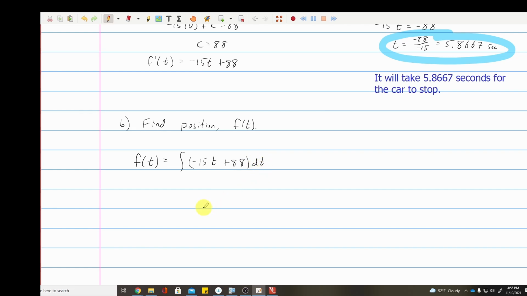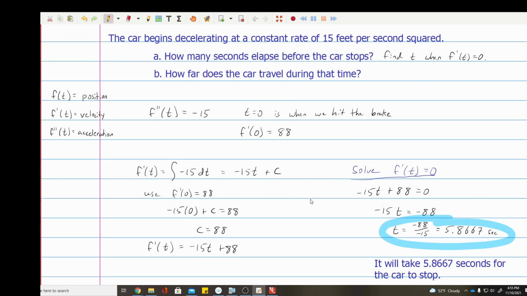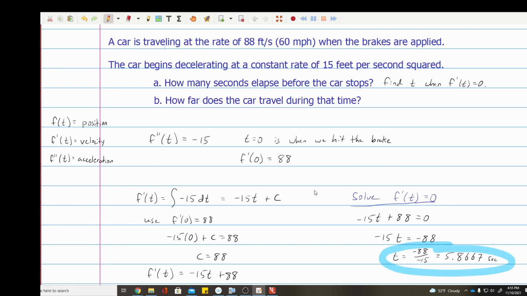So we use our power rule for integrals. The negative 15 hangs out. Antidifferentiate t, I get t squared over 2. When I antidifferentiate a constant, the t is tacked on, and then we have plus c at the end. Now we're a little bit stuck because I have a plus c, but I don't have another initial condition to solve for my constant. So we have to look back at the context of the problem and see if we can figure that out. I want to know how far the car traveled.